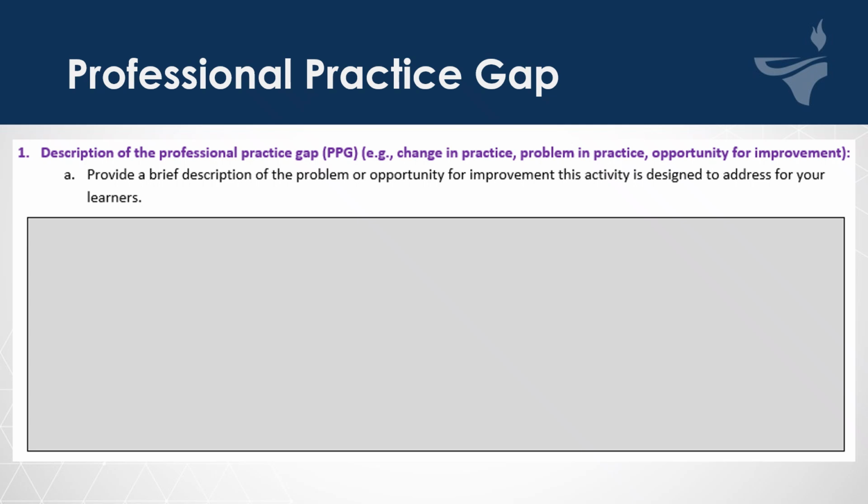The requirement for this section is to complete a brief description of the problem or opportunity for improvement that your activity is designed to address the learner's need. Think about it. What is the problem or opportunity that needs to be addressed by this activity? This can be a one-sentence response that includes what the specific problem or opportunity is. Best practice is to have one concise sentence defining the professional practice gap and one corresponding concise sentence for the opportunity for improvement.